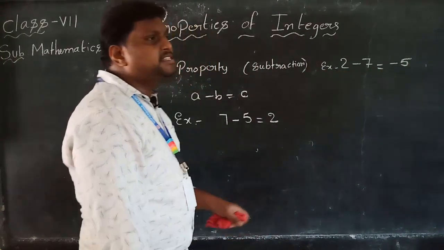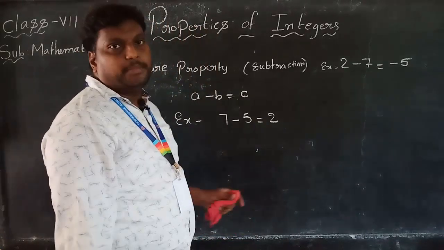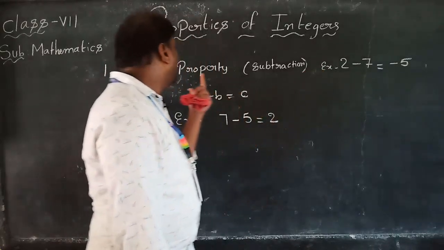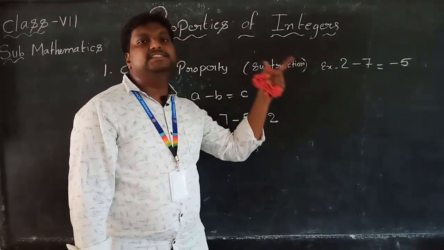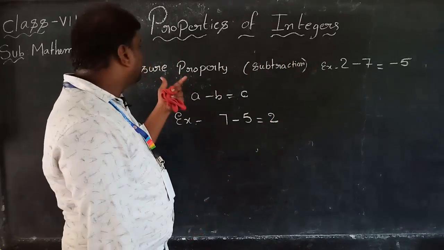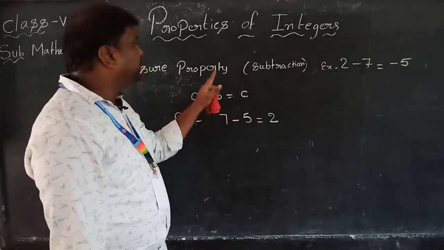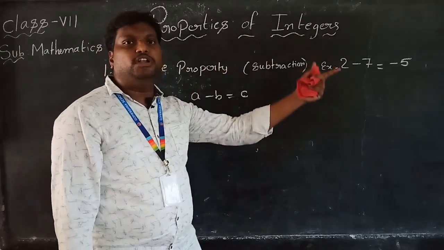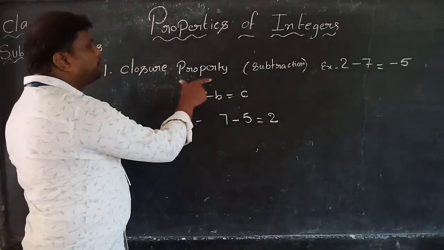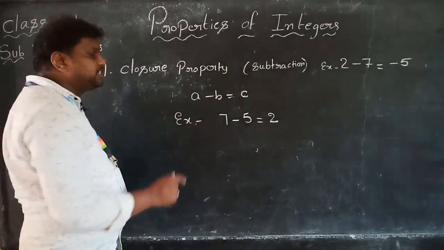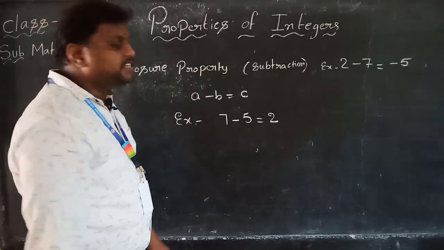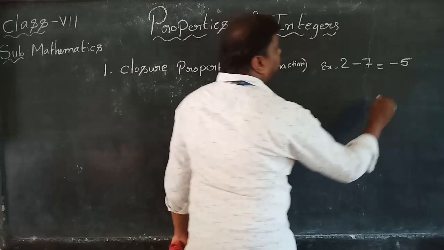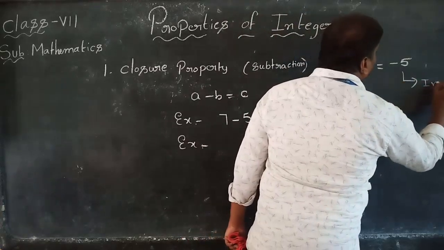In whole numbers there are no negative numbers. Whole numbers are 0 and positive numbers only. That's why the closure property under subtraction is not applicable in whole numbers. The closure property under addition is applicable, but under subtraction it is not in whole numbers. But in integers, closure property under addition and under subtraction are both applicable. Want to take one more example? Here -5 is an integer, not a whole number.